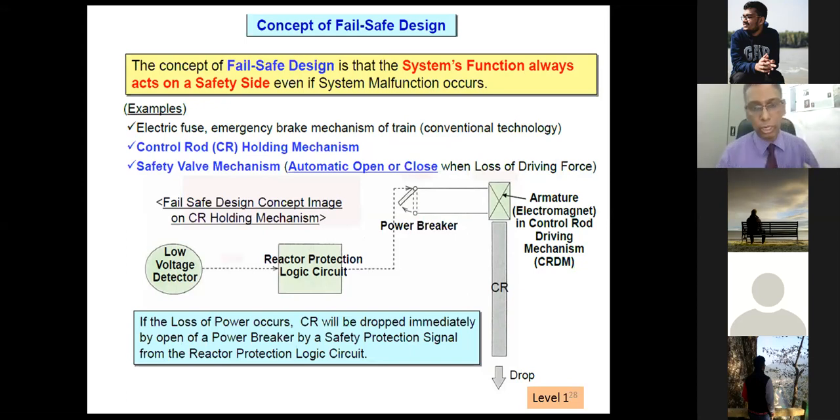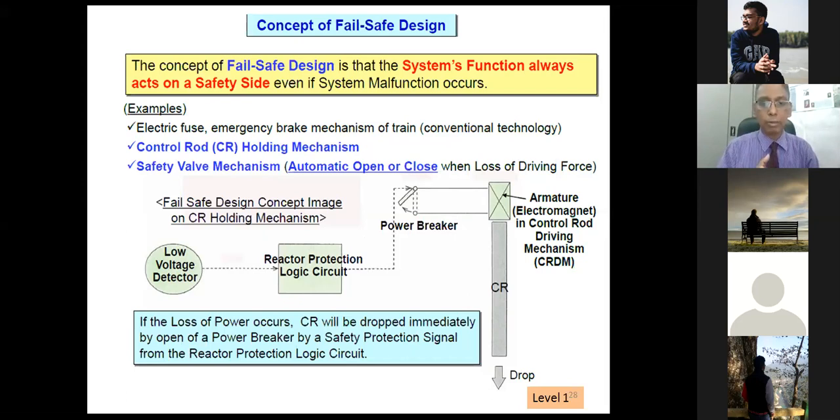So your holding mechanism should be designed in such a way that if you see any abnormality in power, that means power is going up, definitely at that time the control rod will go down from the holding mechanism automatically or immediately. If there is some problem in the holding mechanism, that means your design is not correct. That's why it is called the fail-safe design. Your design should be proper, especially for this type.